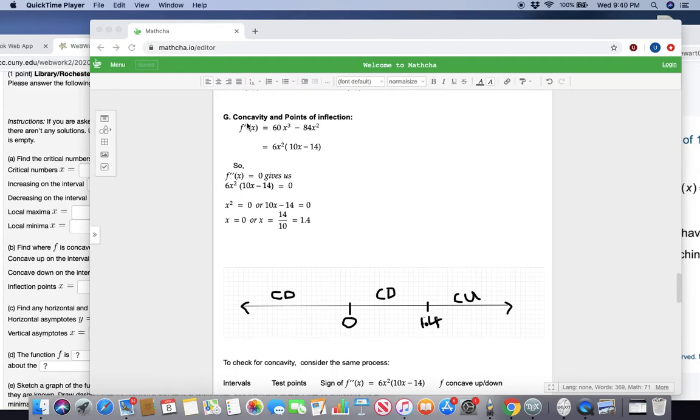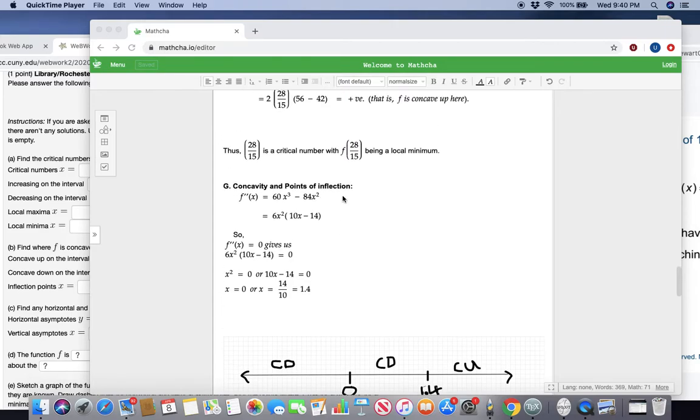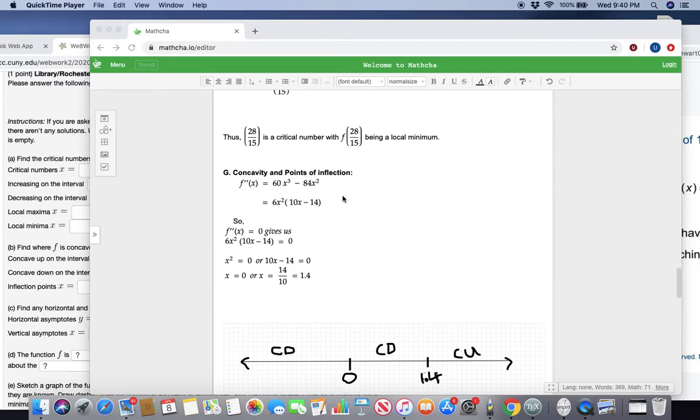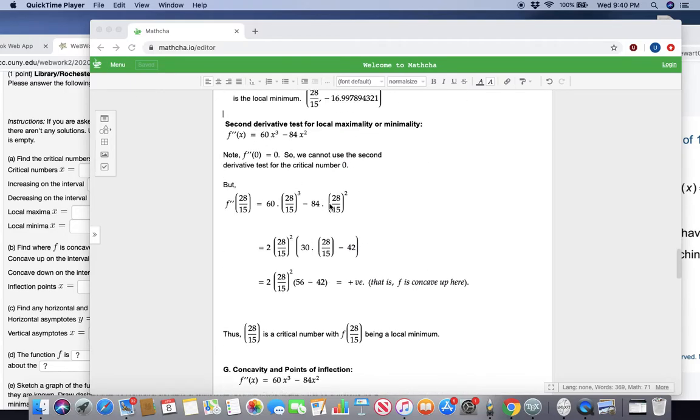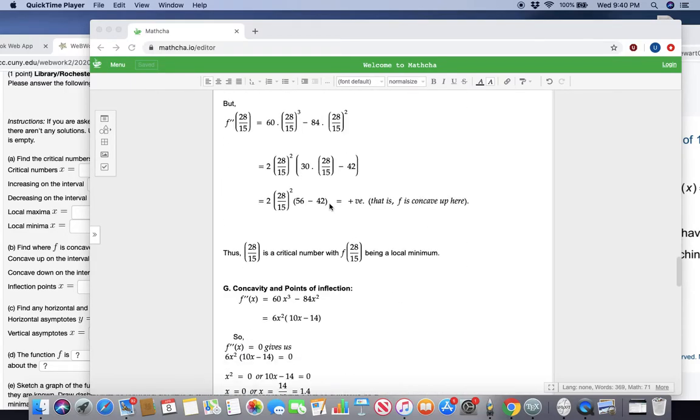Continuing with our discussion, concavity and points of inflection. This is the next item in our guidelines for sketching a graph of any function. Find the second derivative, which we did. All right. I hope we did it correctly.